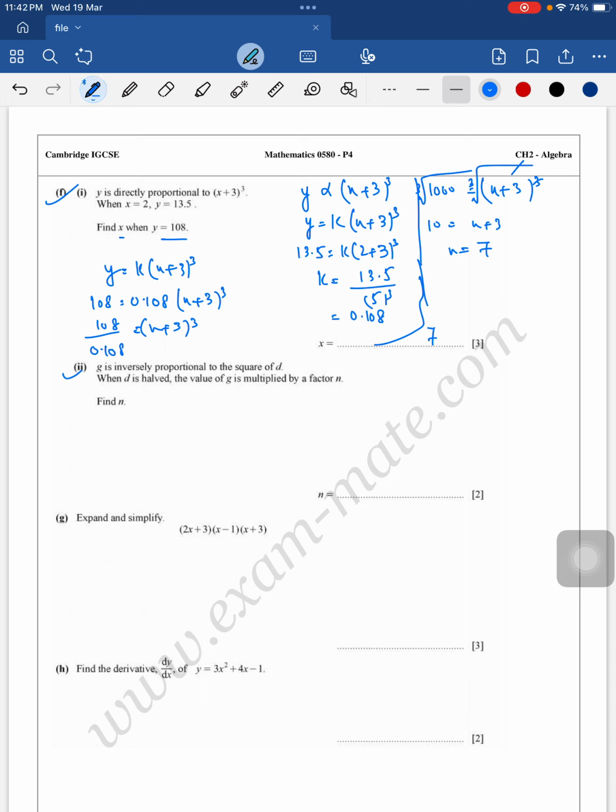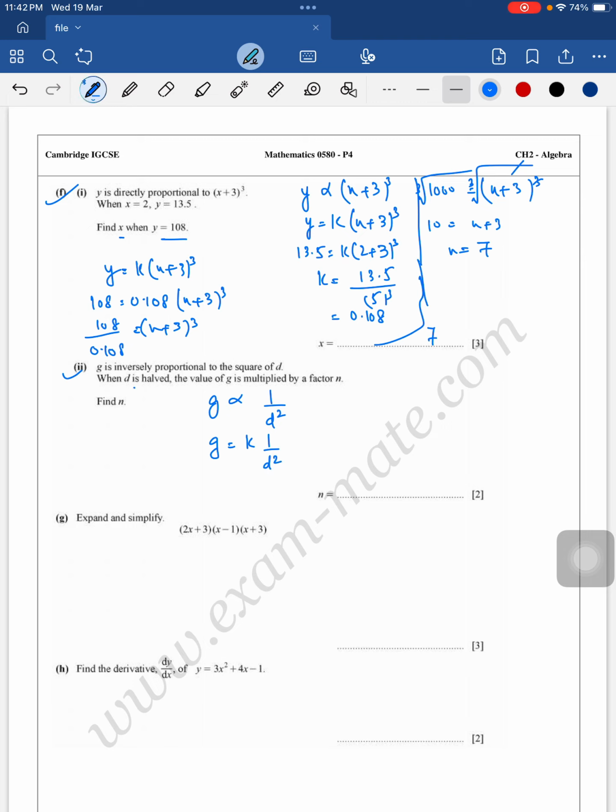Okay, part 2. G is inversely proportional to the square of d. When d is halved, the value of g is multiplied by a factor n. So g is equal to k times 1 upon d squared.